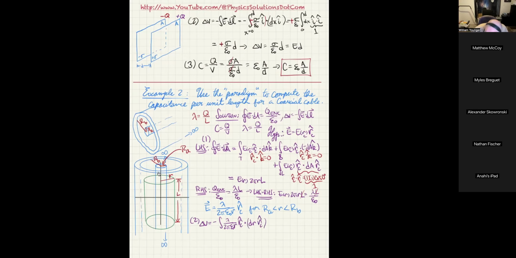Okay. Using the linearity of the dot product, this can reduce to negative lambda over 2 pi epsilon naught times the integral of r to the negative 1 dr times r cylindrical hat dotted with r cylindrical hat, and of course that's just 1. And of course the integral of r to the negative 1 is the natural log. So I did that, but I also have to say from R_A to R_B.